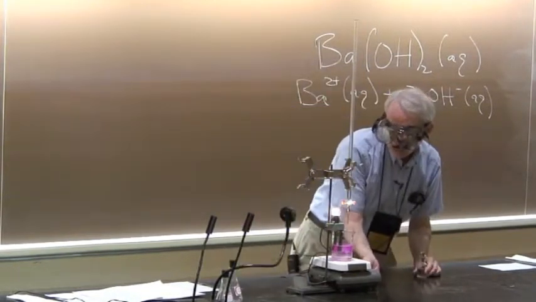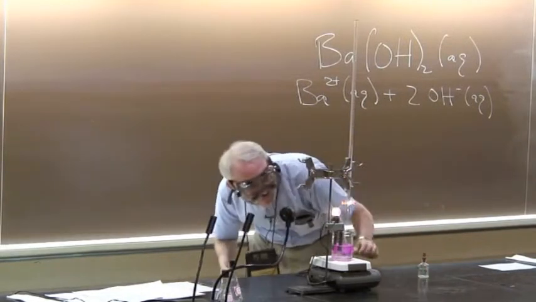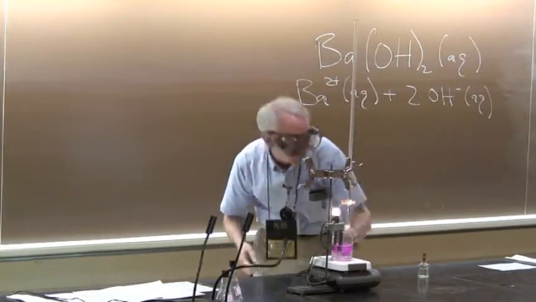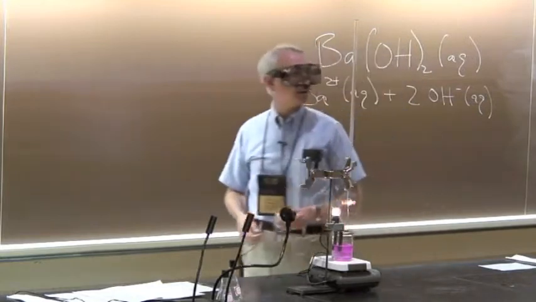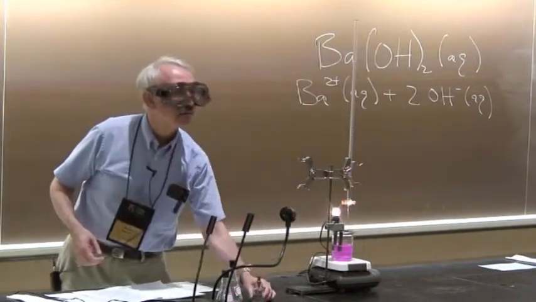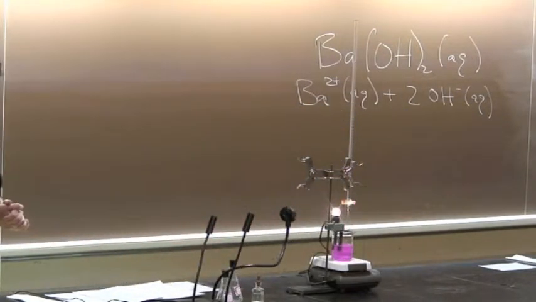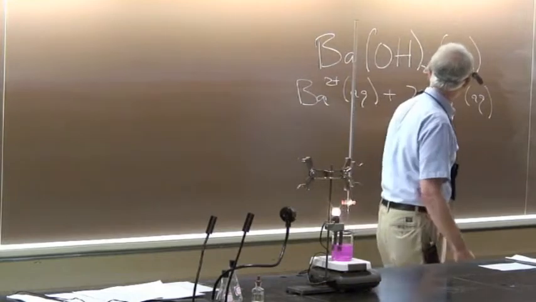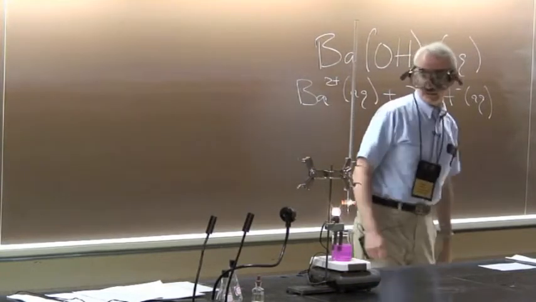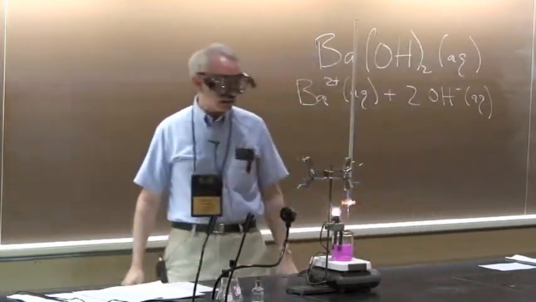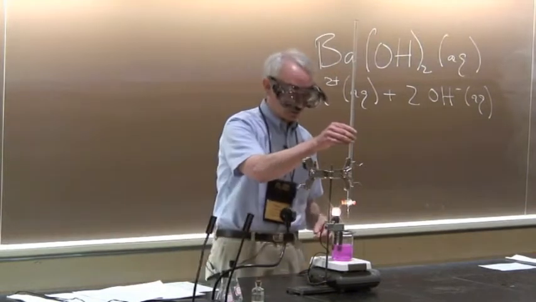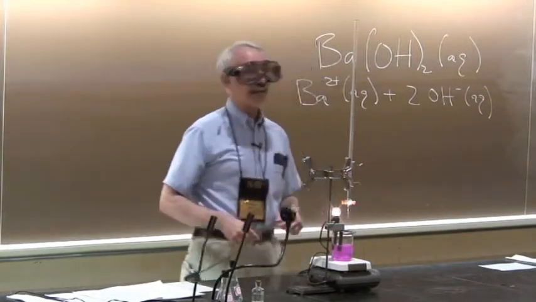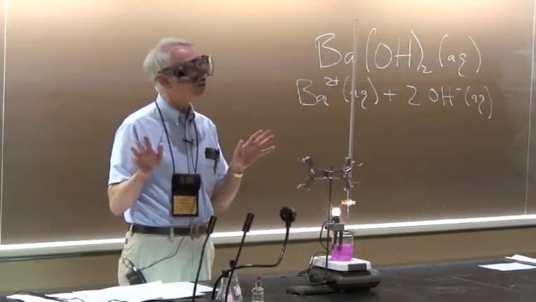Put the stirrer on here. So how does Marie know that that was going to turn pink? How do we know that this is a basic solution? It has hydroxide ions. Whenever we have hydroxide ion in solution, it's pink. And now from this burette, I'm going to add some sulfuric acid. Not a lot, just a little bit.